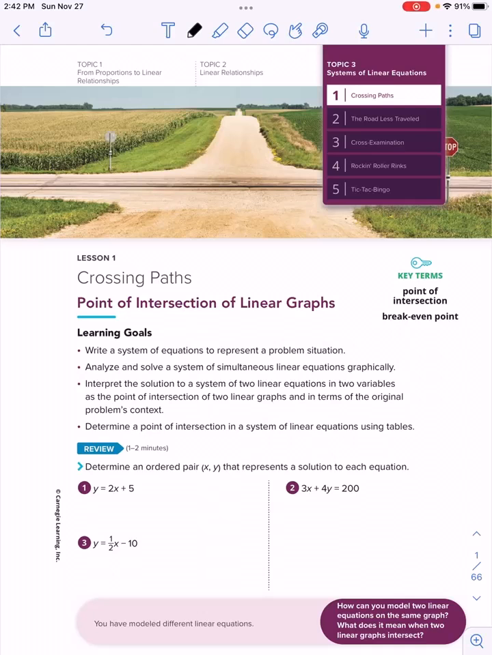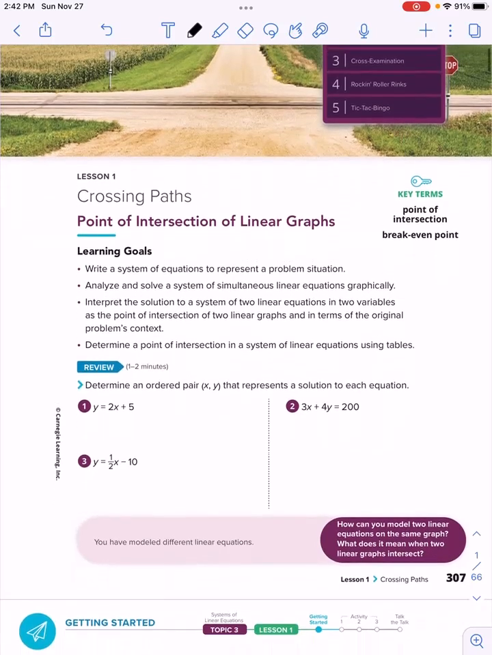So this is Module 2, Topic 2, and as you can see right over here, this is Systems of Linear Equations. This might be the first time that we've seen a system, but we're going to go through the first learning goals on page 307. This lesson is going to cover from 307 to just about 311. The first learning goal: write a system of equations to represent a problem situation. And the second one: analyze and solve a system of simultaneous linear equations graphically. So we'll graph it.